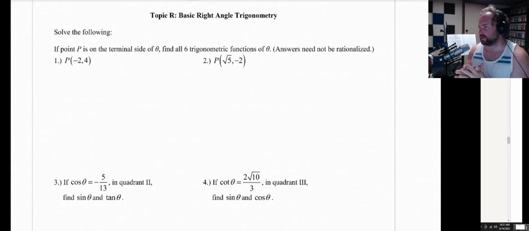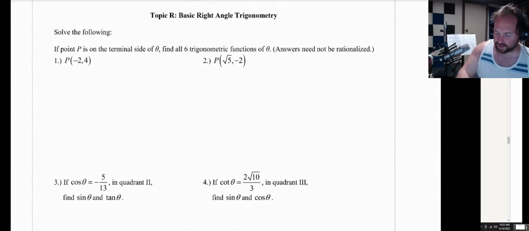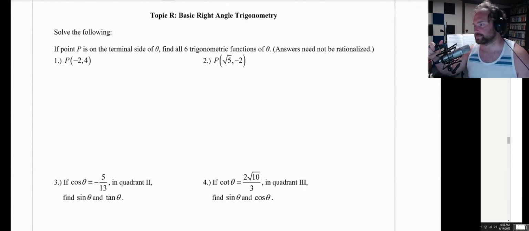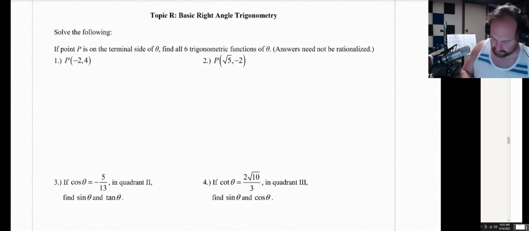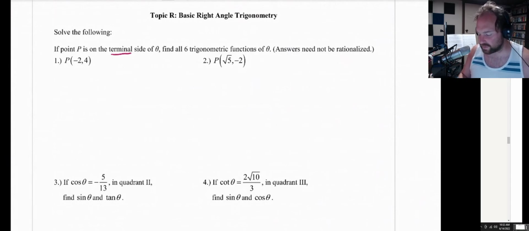I'm not going to do notes off to the side today. I'm just going to jump into it because we're going to explain everything as we go. So question number one: if point P is on the terminal side of theta, already we've got a lot of vocabulary coming our way, so let's think about that. Terminal side. Find all 6 trigonometric functions of theta. Answers need not be rationalized. All right, we're going to break all that instruction down.